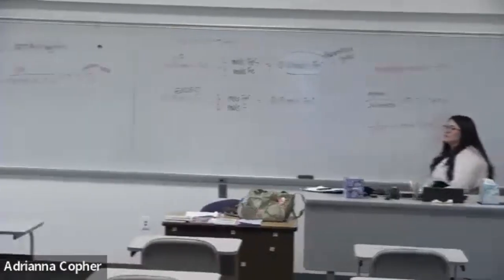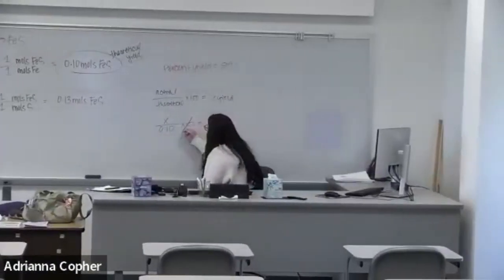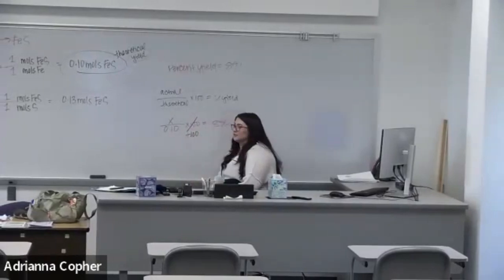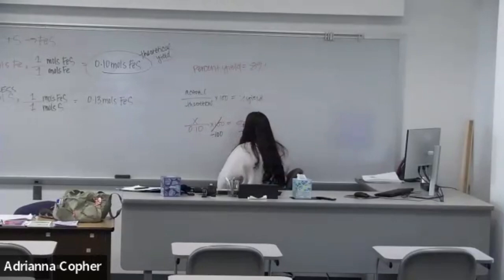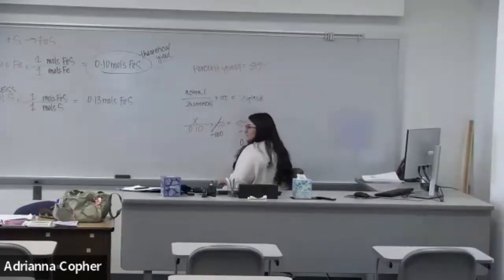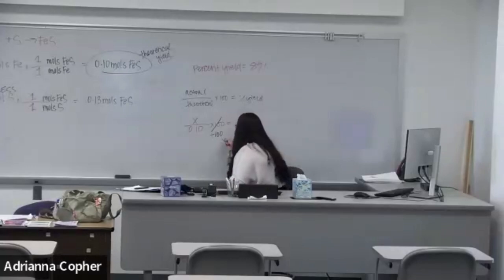What I'm going to do first is get rid of my 100, because I can't do anything with a percentage. A percentage is not a number, it's a unit. We want to turn that into a number, so we're going to divide both sides by 100. All that does is get rid of the times 100. So 89% is 0.89, equals x over 0.10.